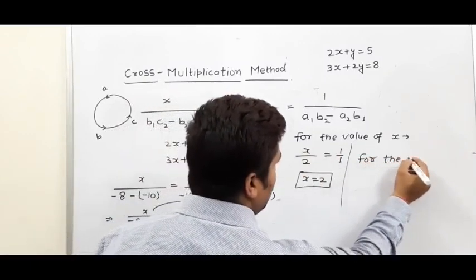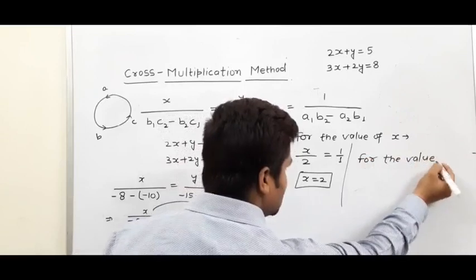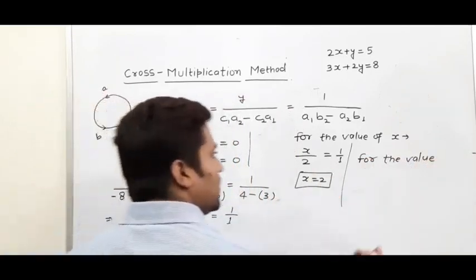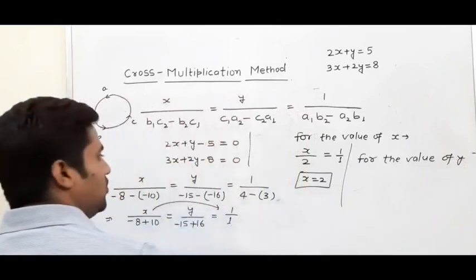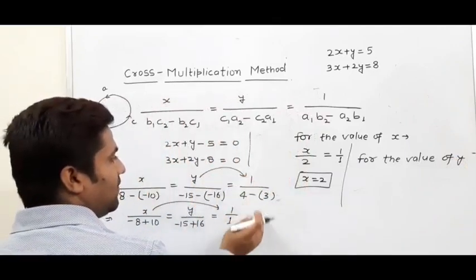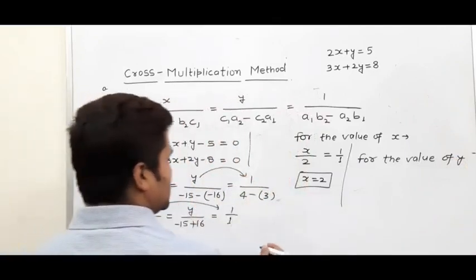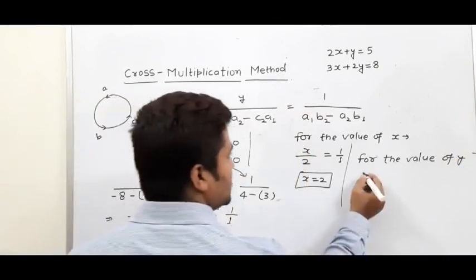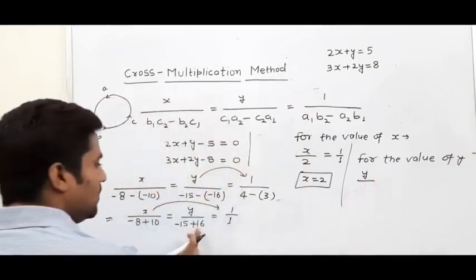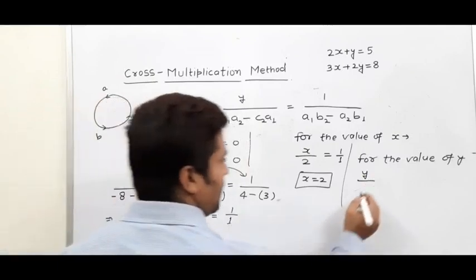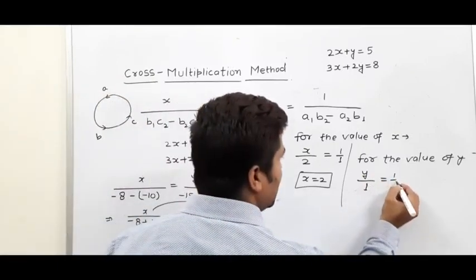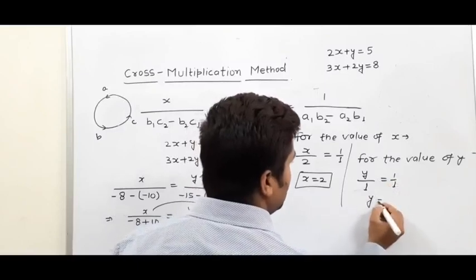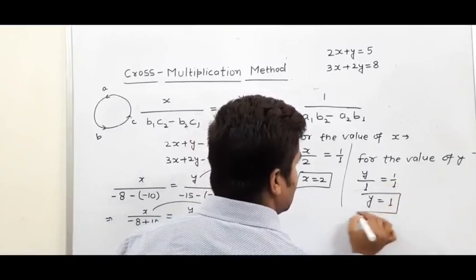If you want to find out the value of y, for the value of y we are going to repeat the same process that we have done for the value of x. So for the value of y we are going to compare the y term with the constant term. So let us see the simplest form of that, that is y upon plus 16 and minus 15 will become 1, and equal to 1 upon 1. Again by cross multiplication you will get y is equal to 1. So this is the unique solution.